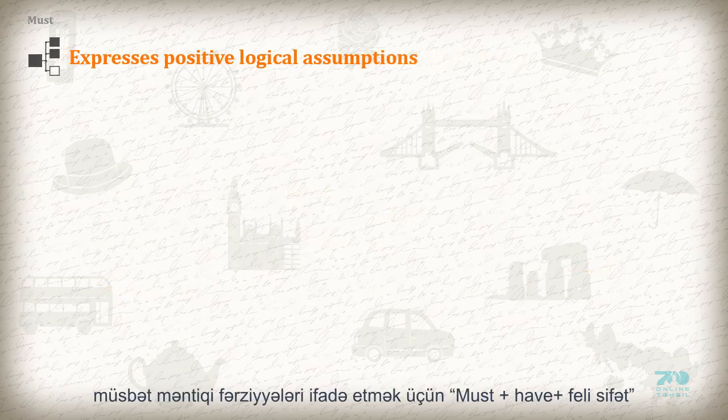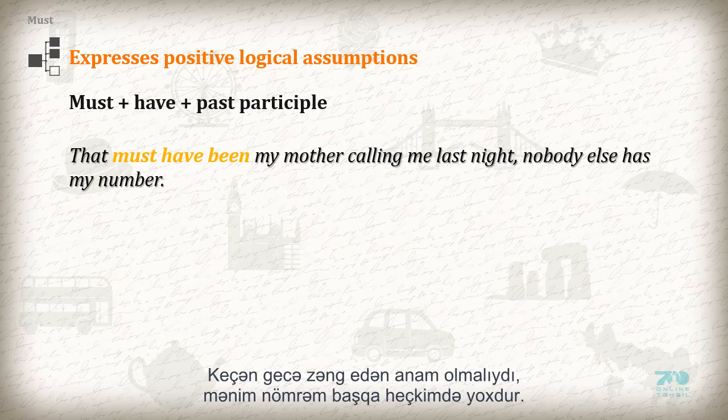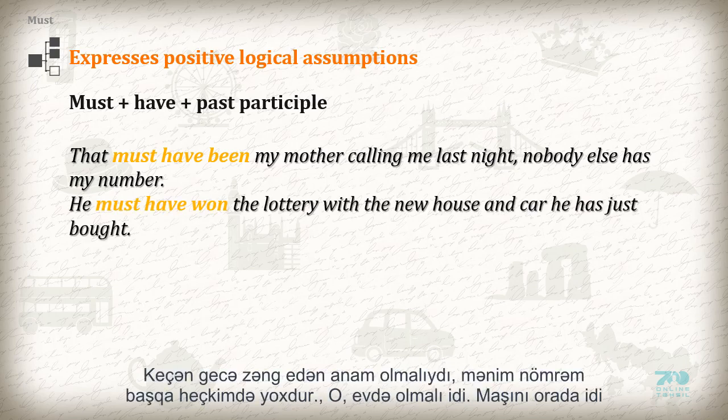Expresses positive logical assumption. Must plus have plus past participle. That must have been my mother calling me last night. Nobody else has my number. He must have won the lottery with the new house and car he has just bought. She must have been at home. Her car was there.